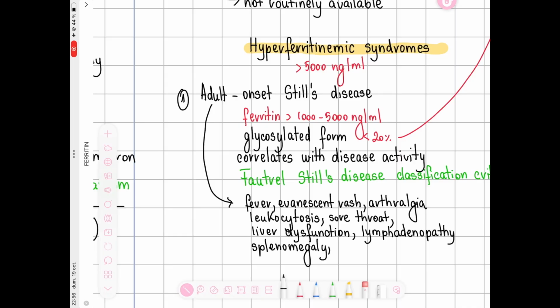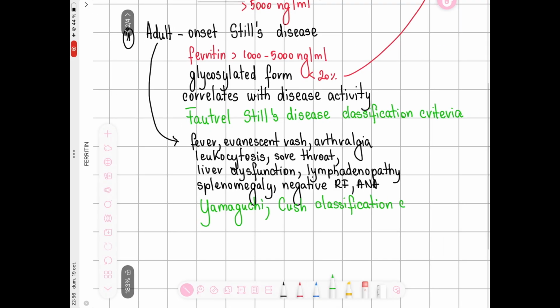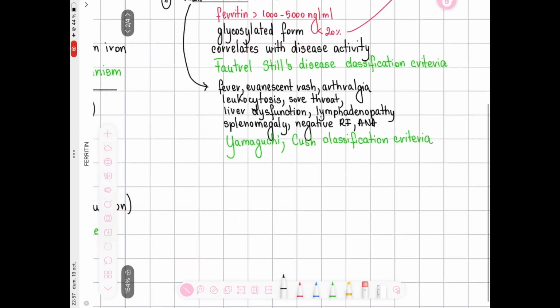Adult onset Still's disease presents with daily high fevers, salmon-pink evanescent rash, sore throat, arthritis, lymphadenopathy and splenomegaly, liver dysfunction, with negative rheumatoid factor and antinuclear antibodies.